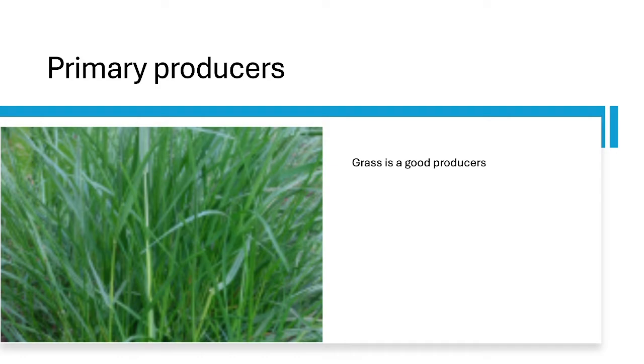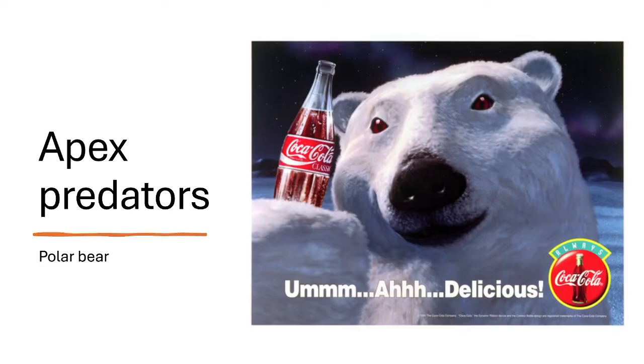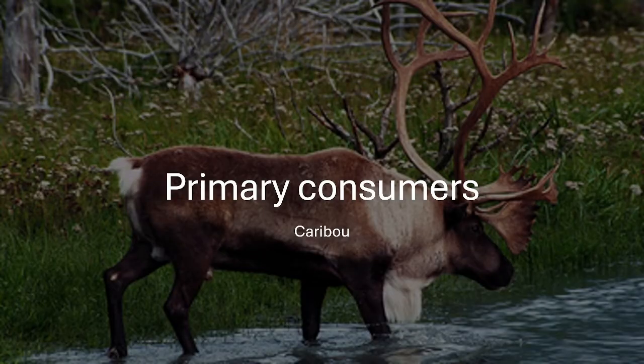Grass is an extremely common primary producer in our region. Caribou is a common primary consumer in our region, one of the only ones that's commonly found. Polar bears are apex predators in our region just because they kind of eat everything and they don't get eaten by anything.